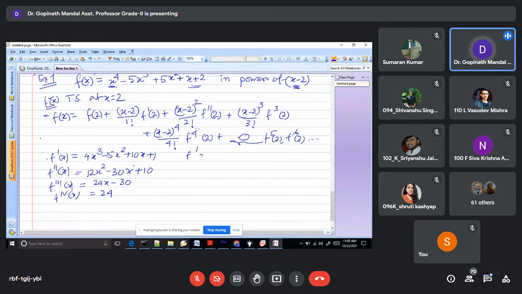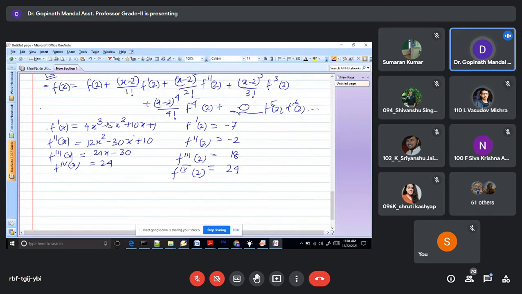Now f dash at the point 2, f double dash at the point 2, f triple dash at the point 2, and f4 at the point 2. What will be the value? Just put x equal to 2 here, and we get f dash 2 equal to minus 7. This is minus 2, this is 18, and this is 24. Now just replace these values.